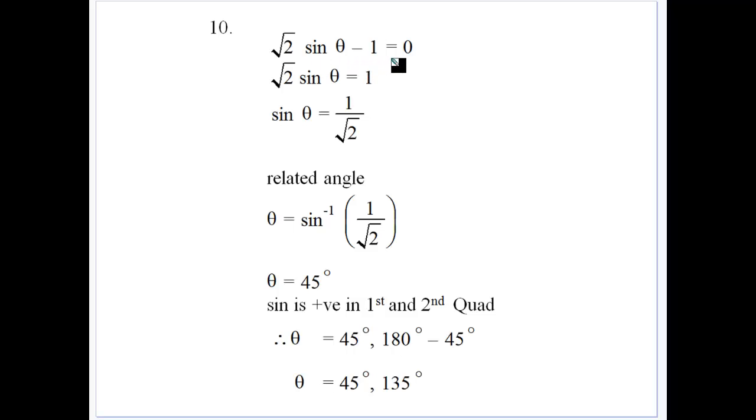One here with a bit more manipulation, because we've got root 2 sine theta minus 1, so we'd add 1 on both sides, divide by root 2, and we're down to one we've been dealing with. Our related angle is going to be 45. We've got sine, and it's positive, so we're going to be in the first and second quadrant. We're able to get our solutions.